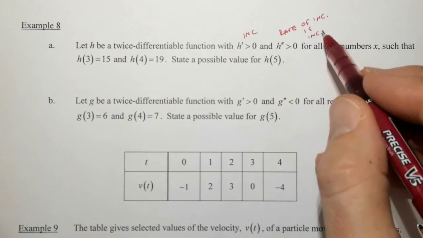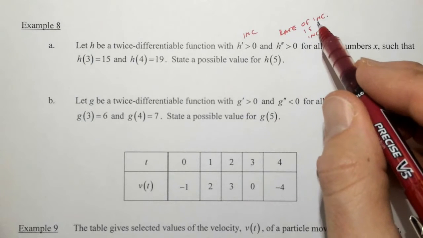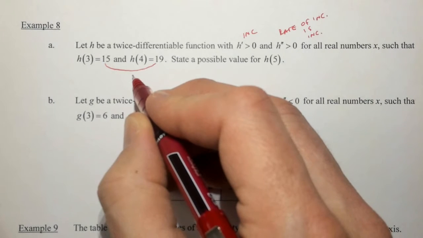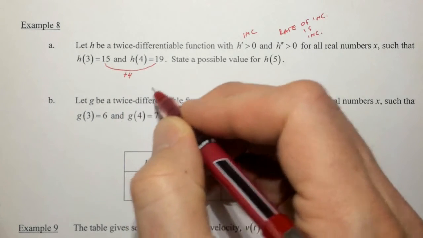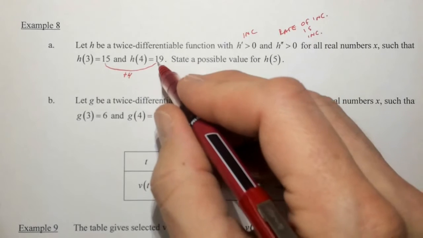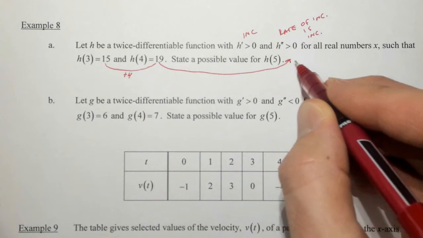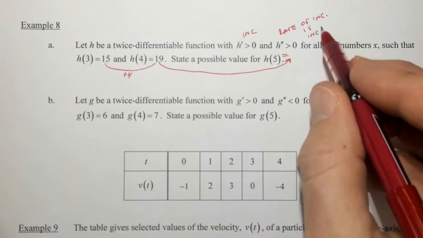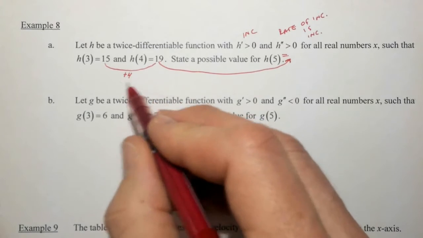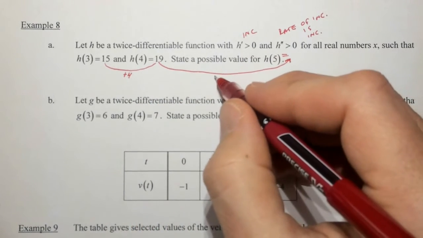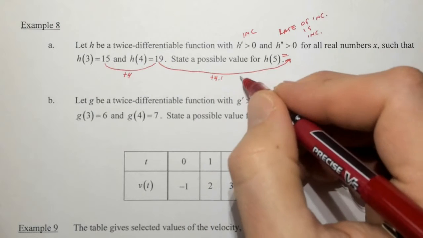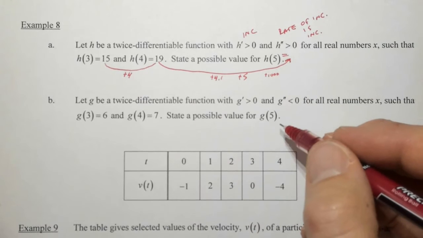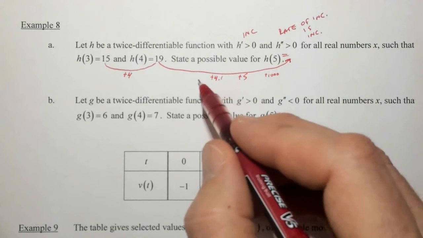Now, we also know the rate that we're increasing must be increasing. So how much did we increase by? We increased by 4 units, which means that when we go from 4 to 5, we're trying to find a value of h of 5, we need to increase again, and the rate that we're increasing must increase. So we have to increase by more than 4 units. So we could increase by 4.1, we could increase by 5, we could increase by 1,000. Those are all valid answers. We just need to have a number that's larger than 4.